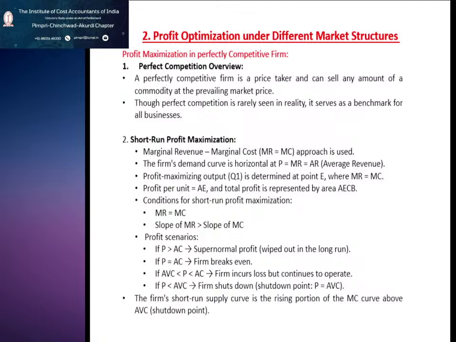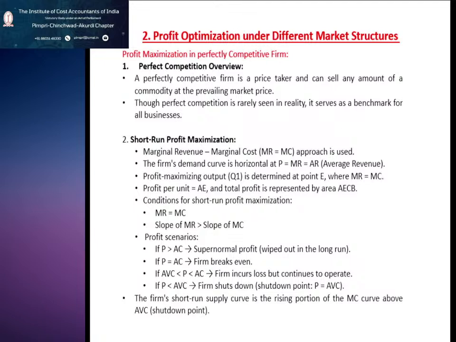So conditions for short run profit maximization: MR is equal to MC, and the slope of MR is greater than the slope of MC. So profit scenario: if P is greater than AC, then it's a supernormal profit, wiped out in the long run. If P is equal to AC, then the firm breaks even. And if average variable cost is less than P, and P is less than AC, then the firm is incurring a loss but continues to operate.